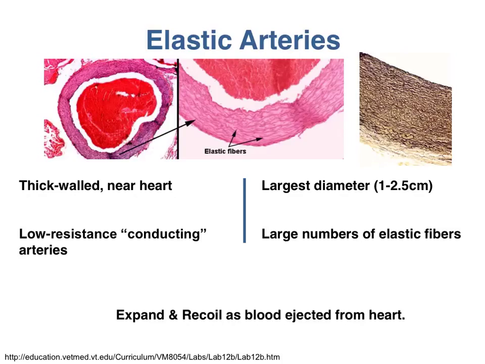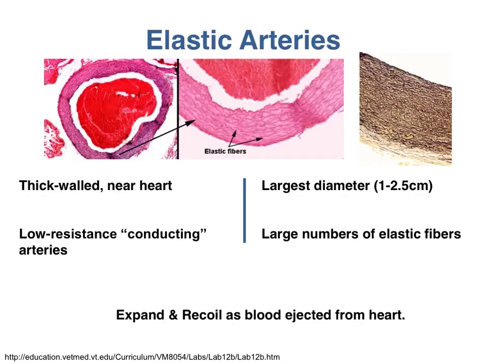The elastic arteries include the aorta and its major branches. These arteries are very thick-walled as they are located closest to the heart and need to be able to take the pressure of blood coming straight from the heart. These arteries have a large diameter, providing little resistance to blood flow. That's why these arteries are sometimes called conducting arteries. Their purpose is to get blood away from the heart out to the body as quickly as possible with as little resistance as possible.